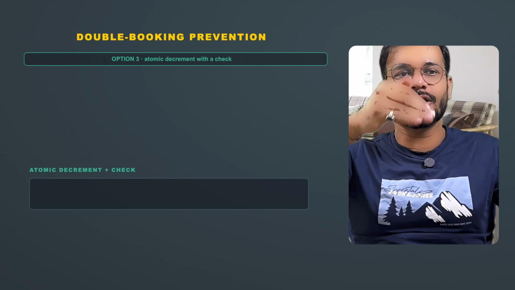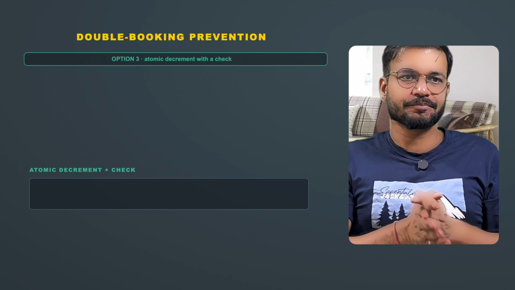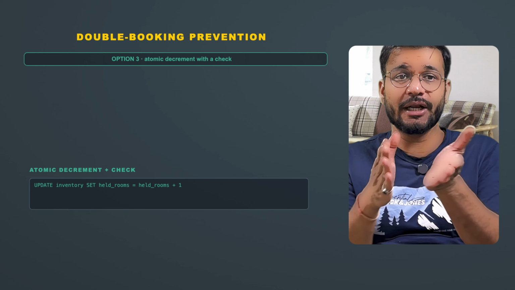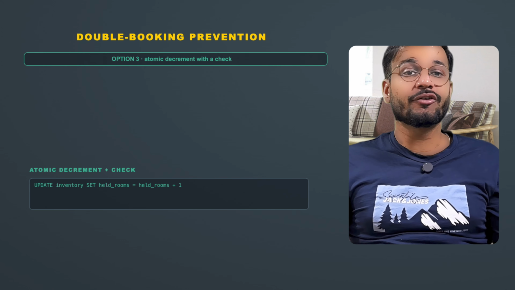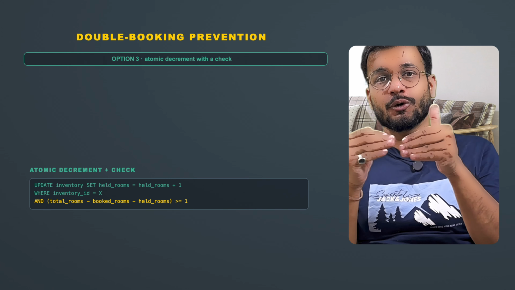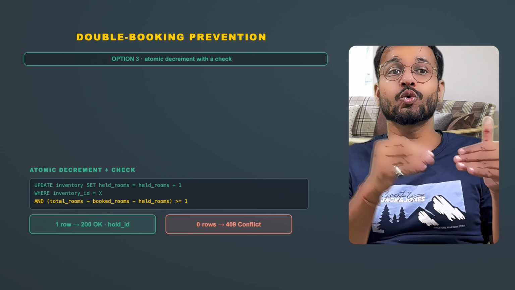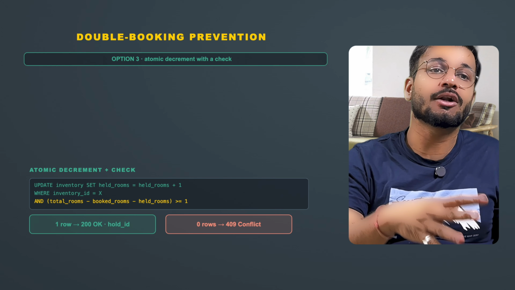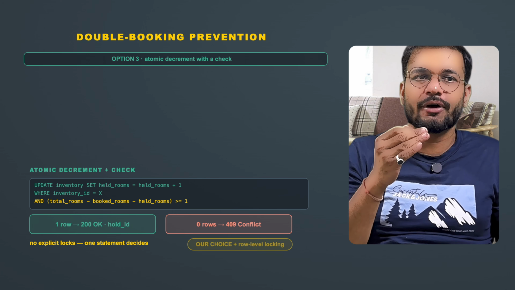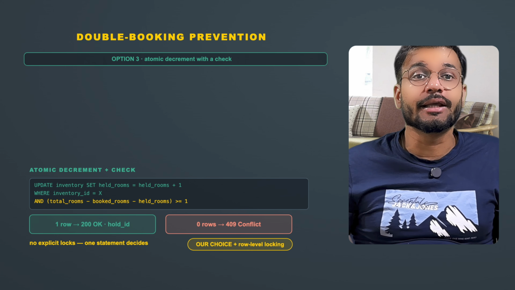Option 3 is atomic decrement with a check. We use a single SQL statement: UPDATE inventory SET held_rooms = held_rooms + 1 WHERE inventory_id = X AND total_rooms - booked_rooms - held_rooms >= 1. If no rows are updated, the rooms are not available. This is elegant and avoids explicit locks. For Expedia scale, I'd go with option 3 combined with row level locking in Postgres.